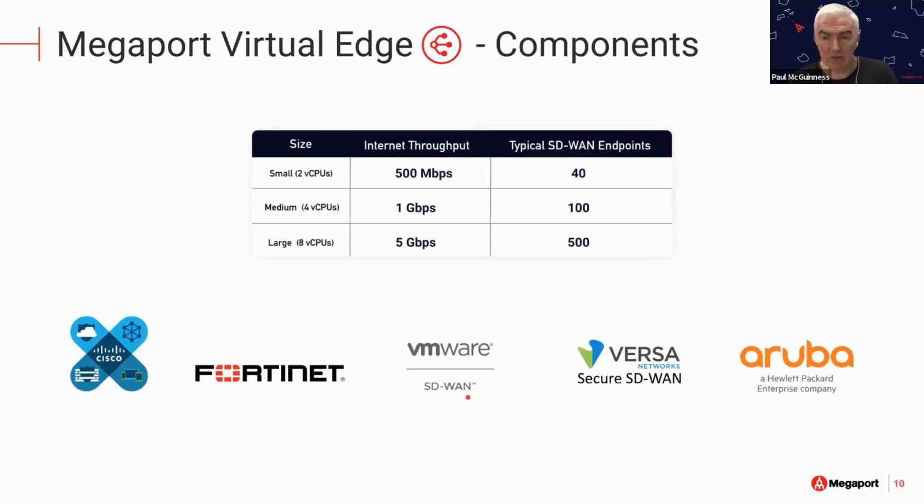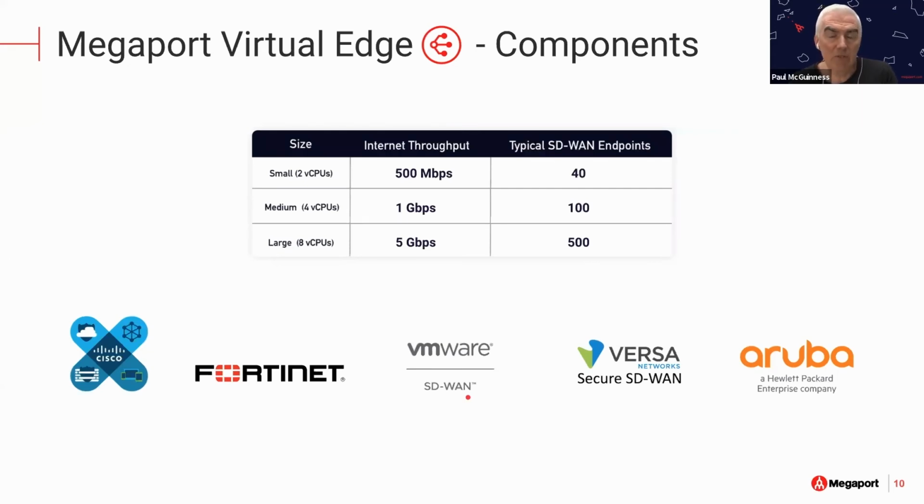Okay, so all of these vendors at the bottom are technically qualified to be used with the Megaport Virtual Edge. VMware and Aruba will be available soon. We launched initially with Cisco, and we were the first to launch with Cisco SDCI, which we'll talk about in a little while. And that was the initial launch of the Megaport Virtual Edge. Since then, we've launched Fortinet and Versa networks as well.